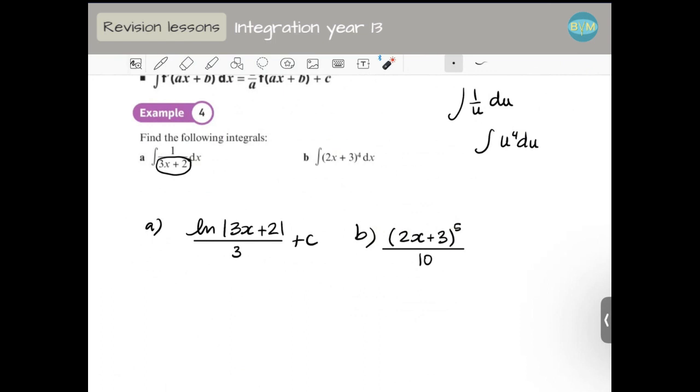Yeah. So every time I have this function, I can think of u to the power of 4 du, or log u, or whatever. Like if it's just one thing, and plus the constant of integration. Is this clear? Yeah. So it's very helpful to have that linear function.